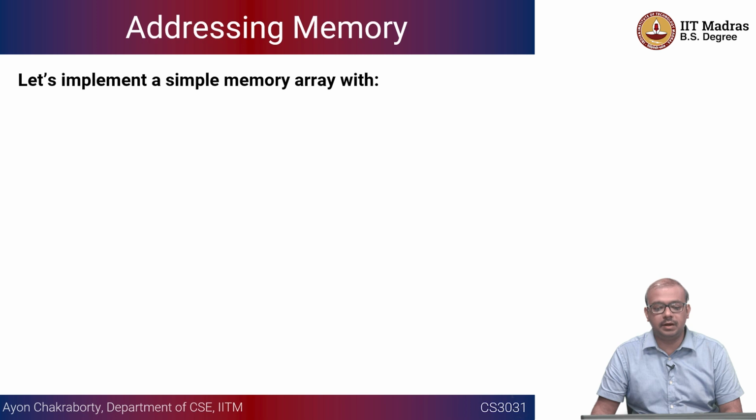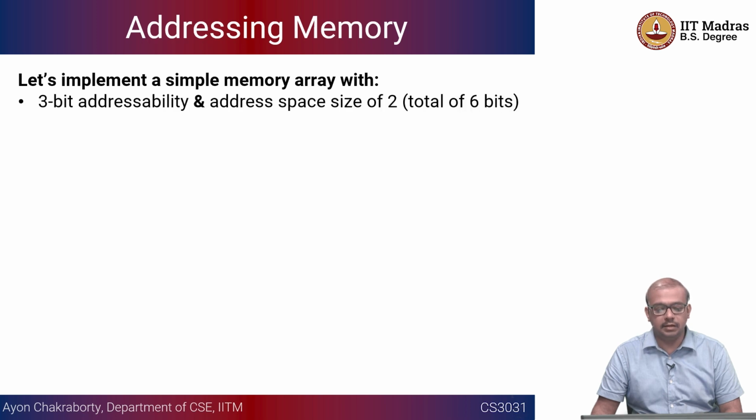So for implementing a very simple memory array, we will have, let's say, 3-bit addressability. So 3 bits are going to be stored at a particular memory location, and the address space size is going to be 2. Address space size 2 means there are only 2 possible locations. The first location is going to have 3 bits, the other location is going to have 3 bits. Totally we will store 6 bits, but we cannot refer to 6 bits individually. Either I have to refer to the first chunk of 3 bits or the next chunk of 3 bits.